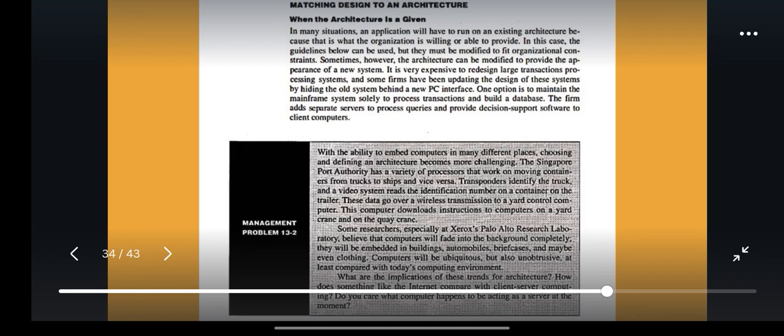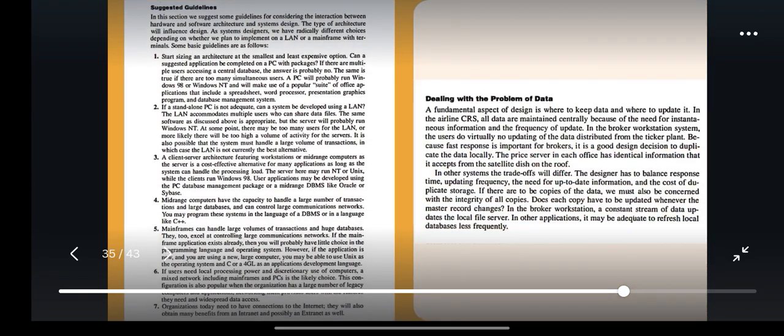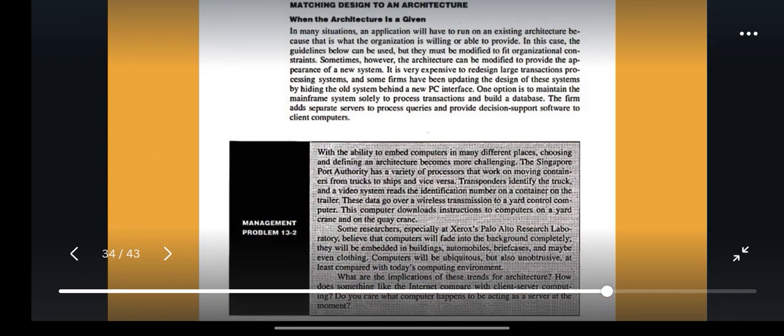So here are some suggested guidelines in matching design to an architecture.